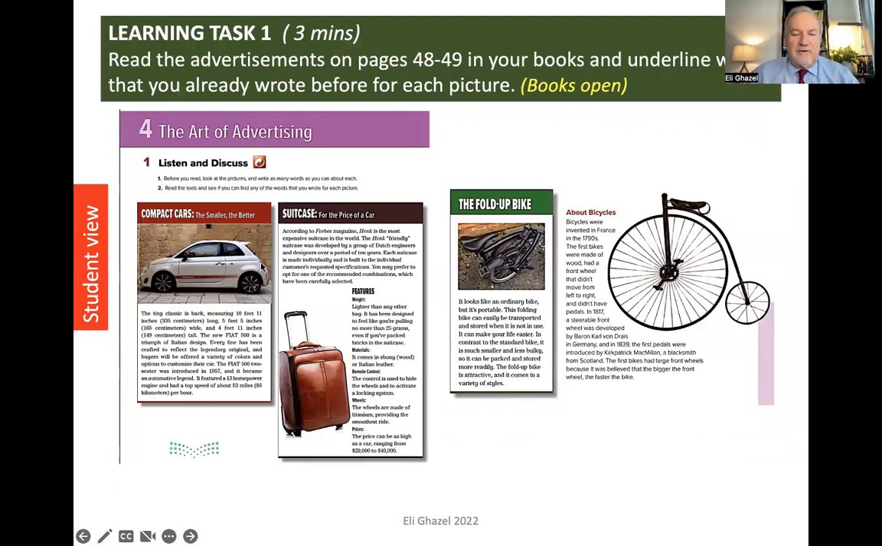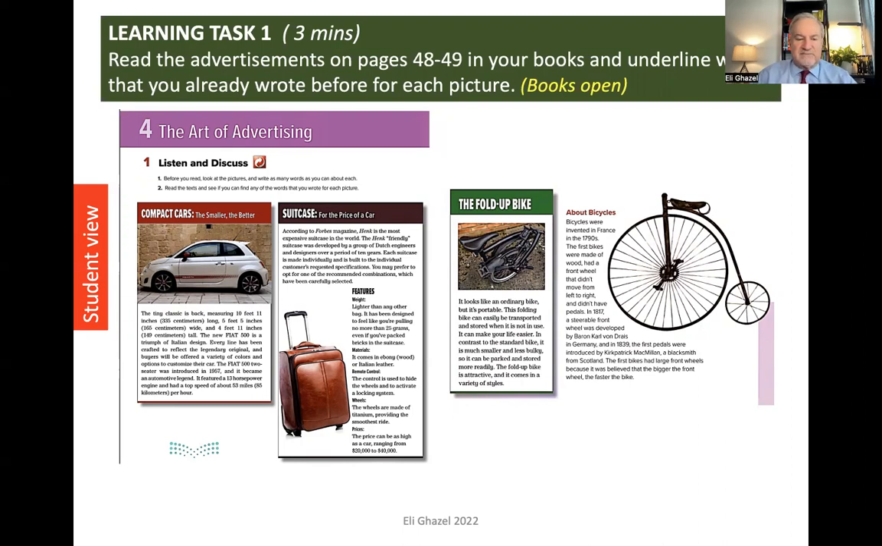Now, you can give some feedback and listen to the students' words, but let's go to the first task so that we don't waste too much time on this video. The books are open now, and we're going to tell the students, read the advertisements on pages 48 and 49 in your books, and underline the words that you already wrote before for each picture. So if the students are reading this, they're going to be looking for any words that they have written about the car before.